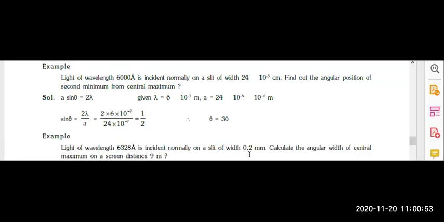Second question. Light of wavelength 6,328 angstrom is incident normally on a slit of width 0.2 mm. Calculate the angular width of central maxima on the screen, distance 9 meter. So capital D is given. Try to solve this, guys. Everyone try to solve this.